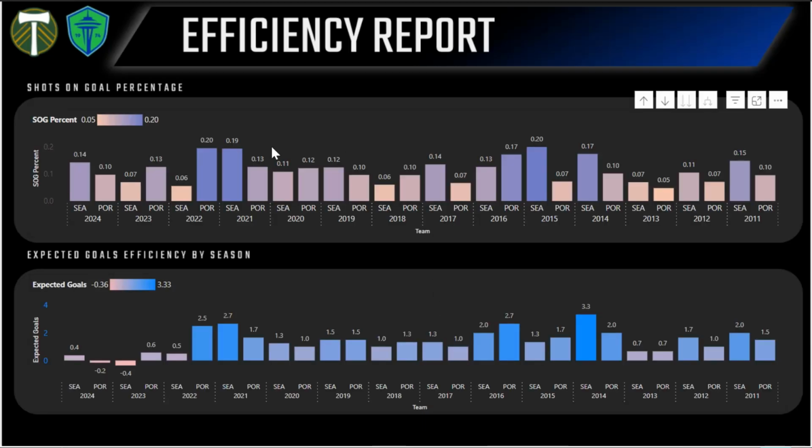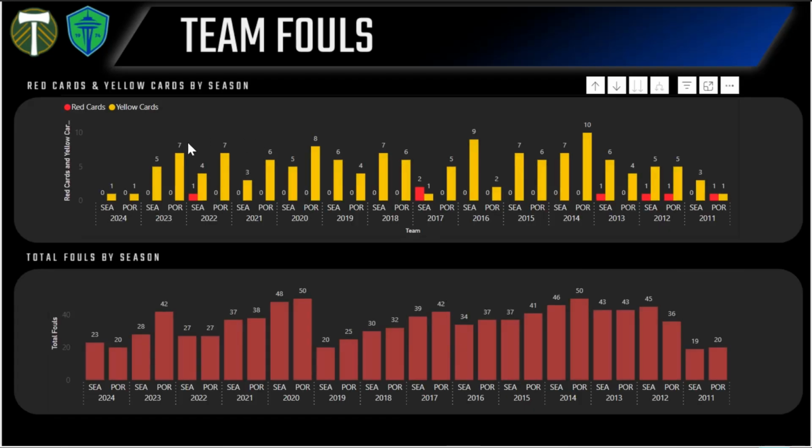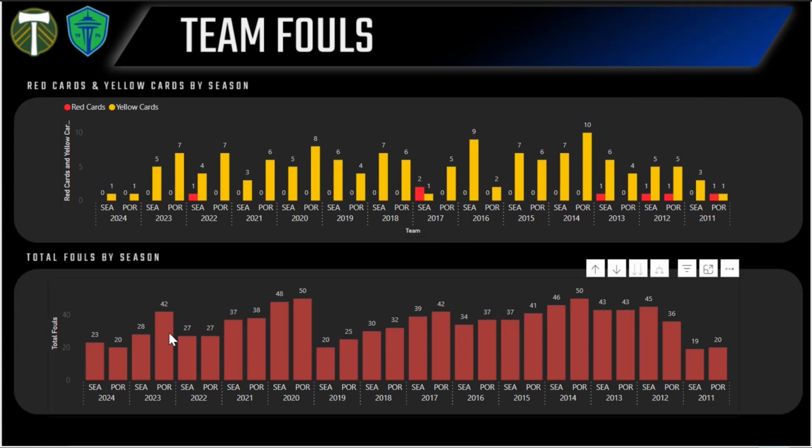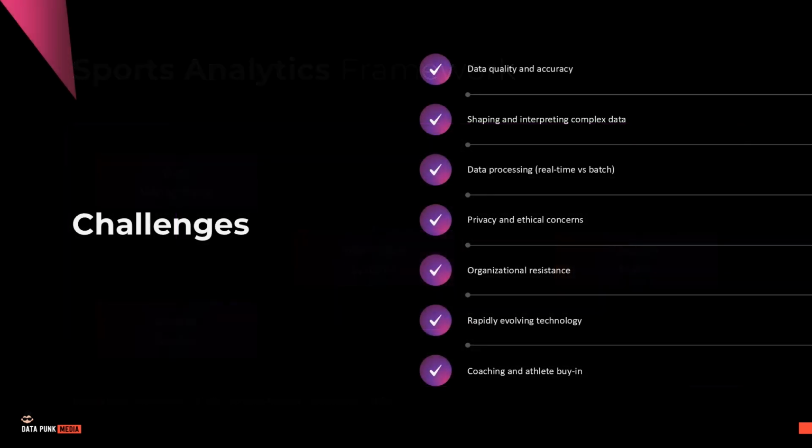They make data-driven insights accessible and understandable to non-technical stakeholders, ensuring that data can effectively inform and support decisions at all levels of an organization. Ultimately, all of the above need to come together to support data-driven decision-making within sports organizations. When properly integrated, data management, analytic models, and information systems create a streamlined flow from raw data to actionable insights.